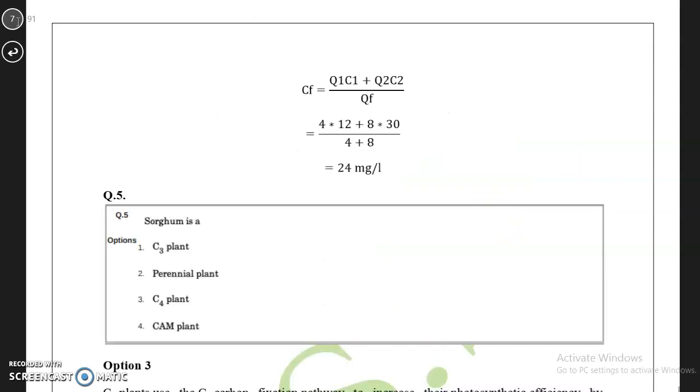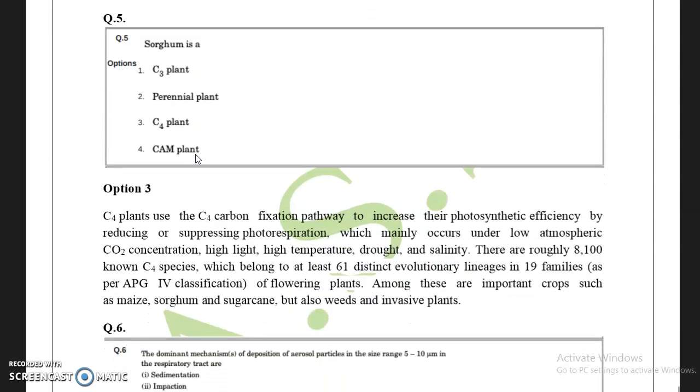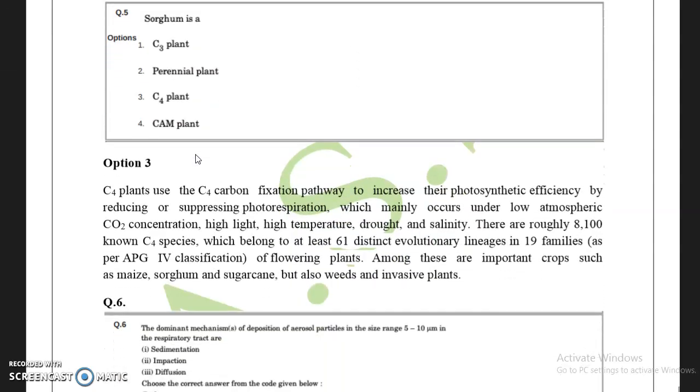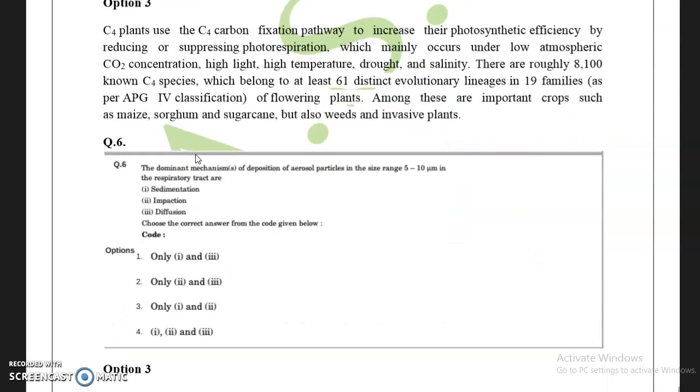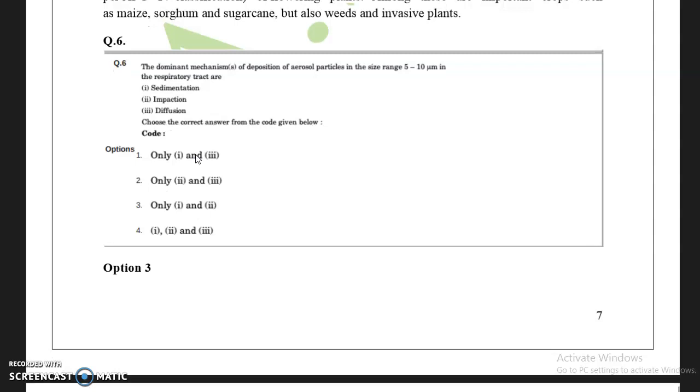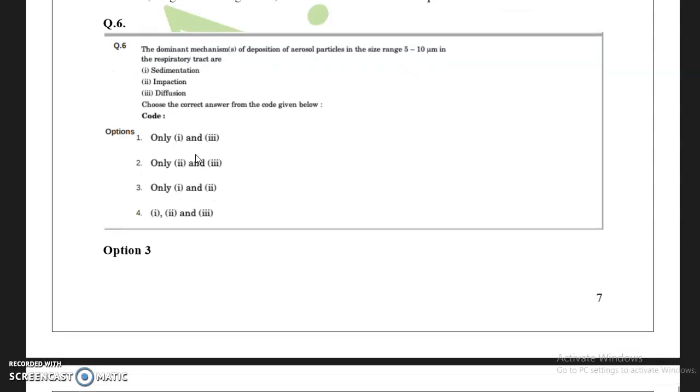So let's start today's discussion. Today we will further be discussing the 2018 December paper with the solution. So here it goes. Question number 6. This question is from the unit Air, which is one of the very important units from the exam point of view.